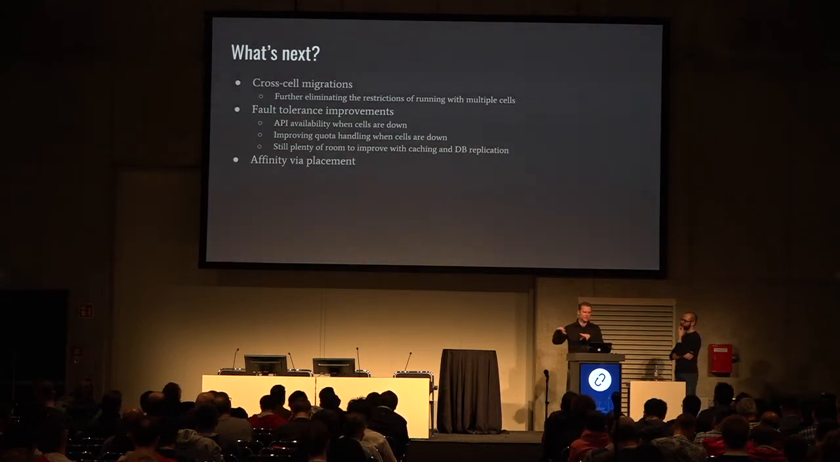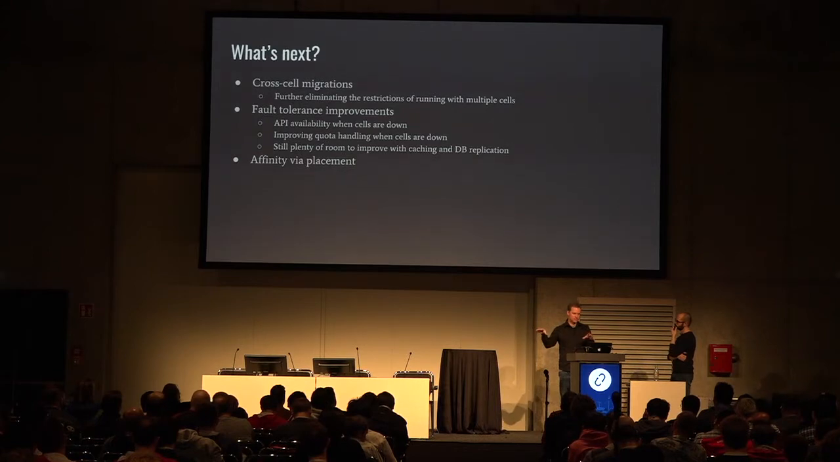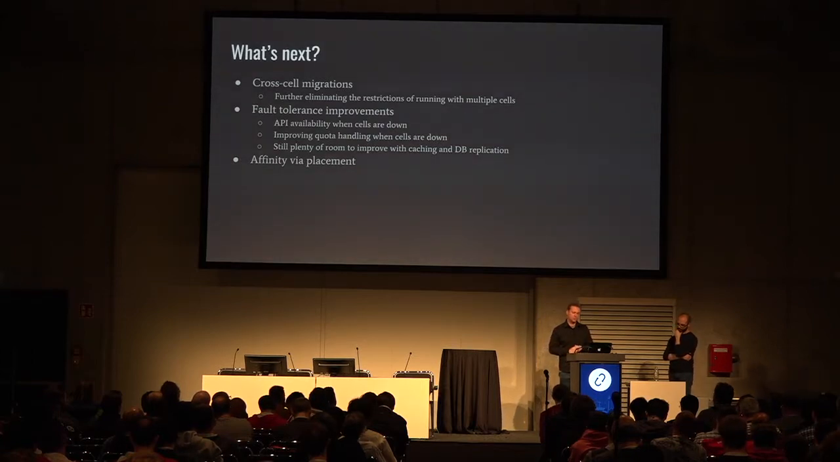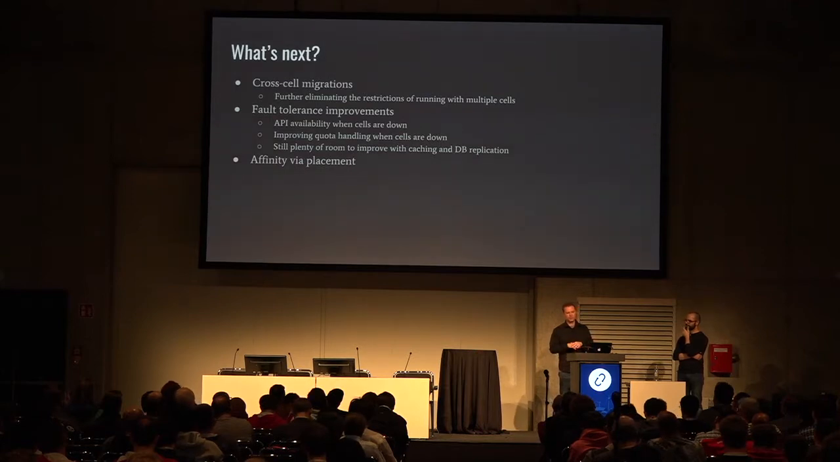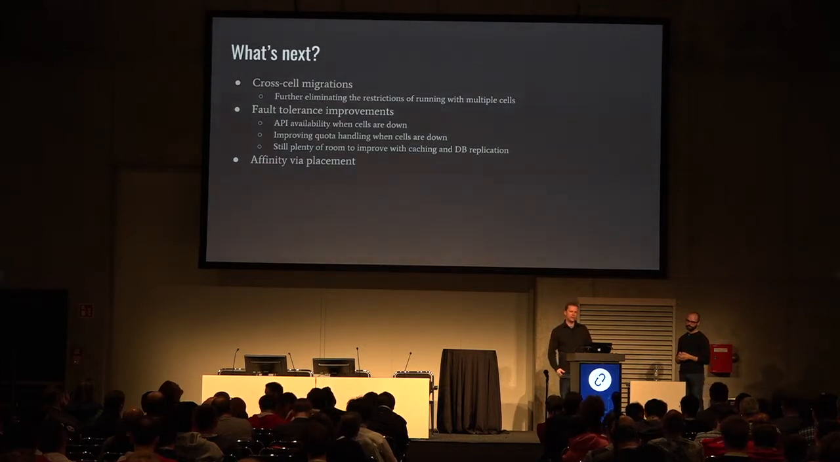One of the things that's nice about this new architecture is that the scheduler and placement have a global view of all of the hosts. While that presents a little bit of a scaling problem, it presents a nice ability to do smarter placement and things like affinity guarantees in placement with a high level view of the cloud, which is cool.